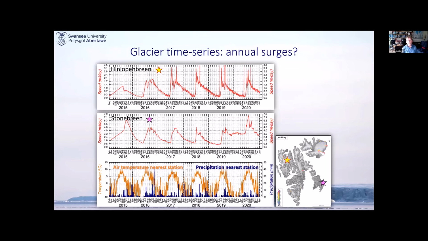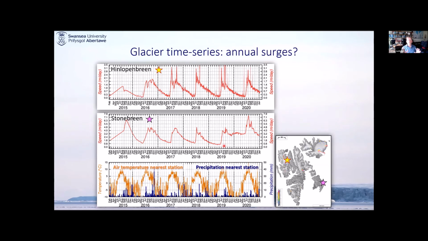Here's a couple of glaciers, Hinlopenbreen and Stonebreen, one in the northwest up here, and one in the southeast on Barentsøya. And we can see how these are behaving very much like surges. We have a sharp increase in velocity and then a gradual decrease, reaching some kind of pseudo-quiescence just in time for the next summer season to start. So I'm almost calling these annual surges. It's very interesting behavior, and I think it's quite exciting that we're seeing this on more than one glacier.